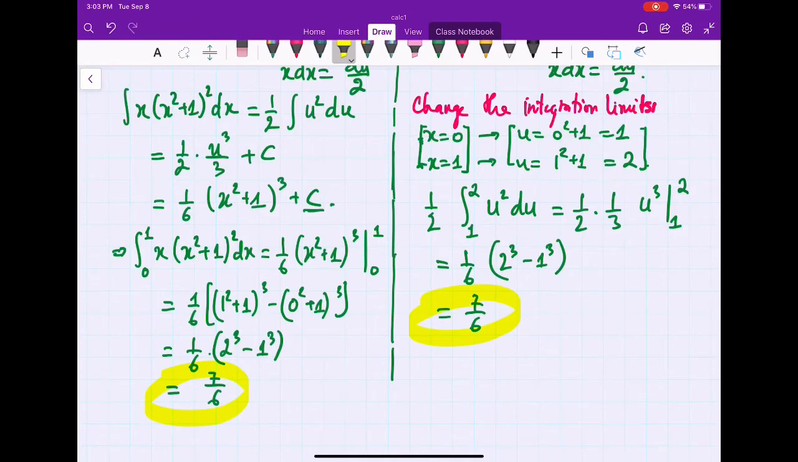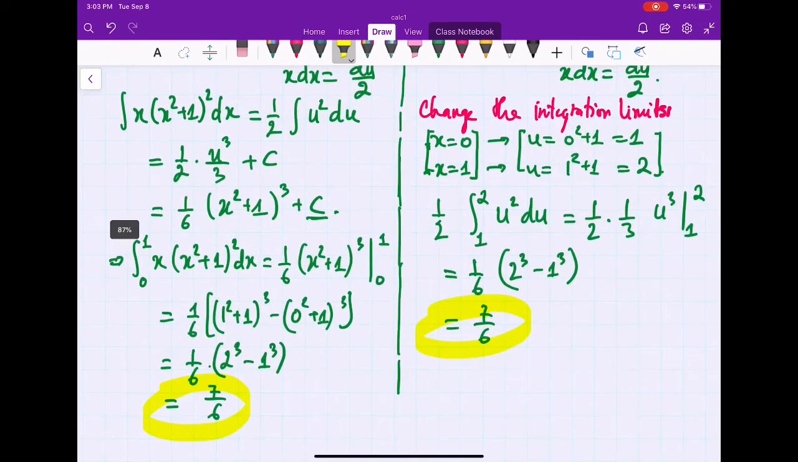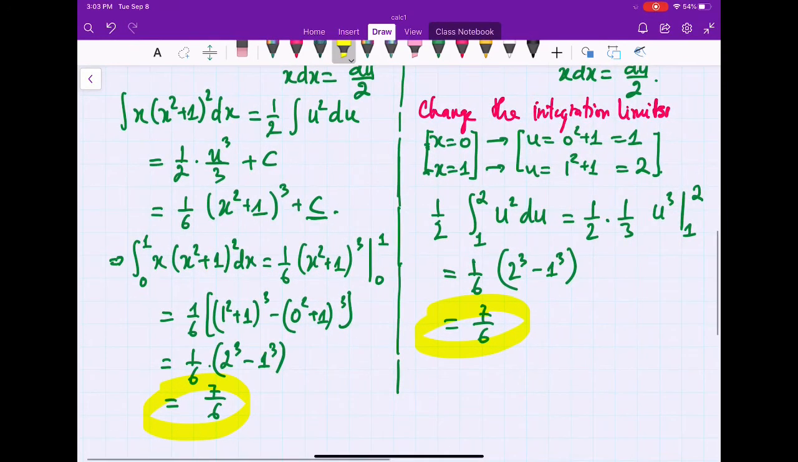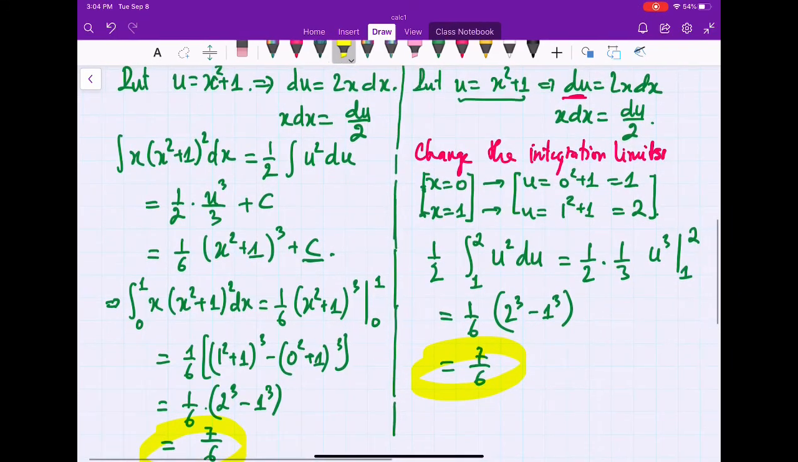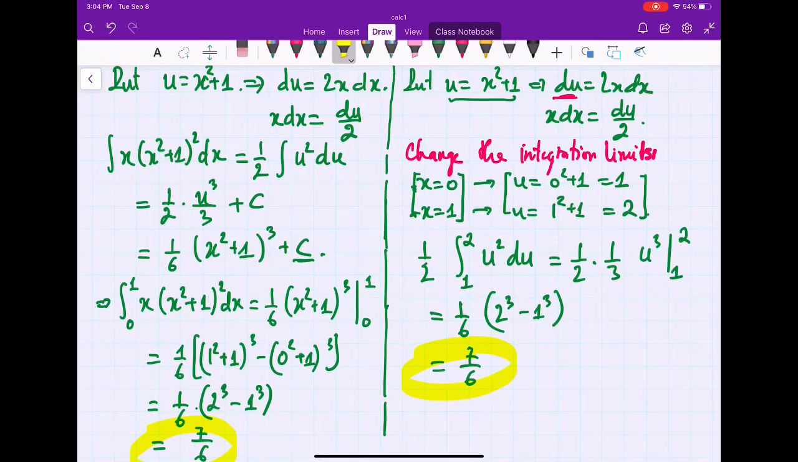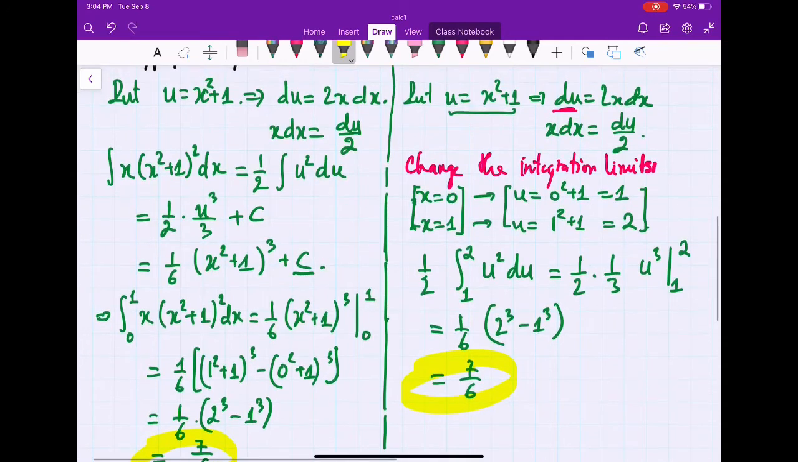The first approach looks a little bit longer, right? Because you have to go back to the x. But in my experience, when students solve such integrals using substitutions, they make mistakes here. They don't change the variable. And when they write the integral in terms of u, they still keep the integration limits for the x. And that's why at the end they get it wrong. So that is my experience.